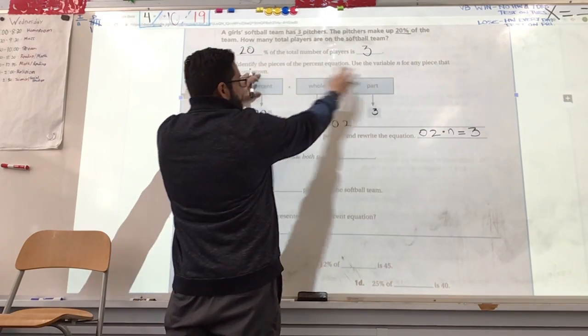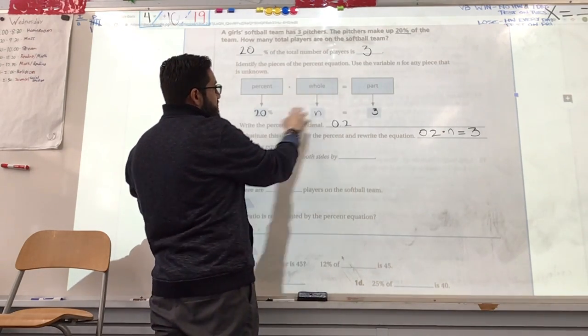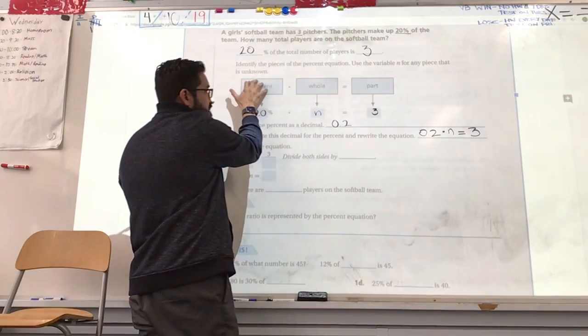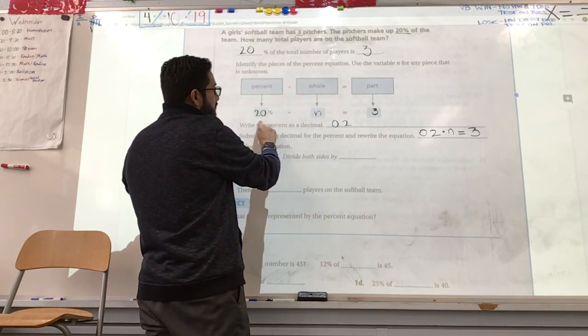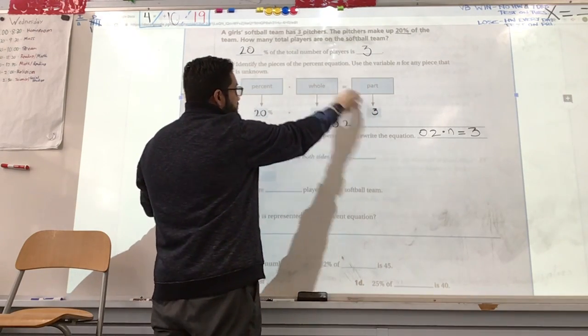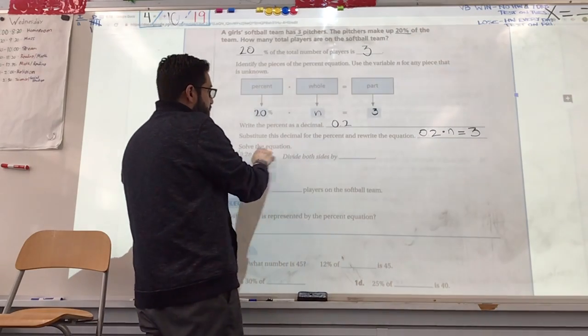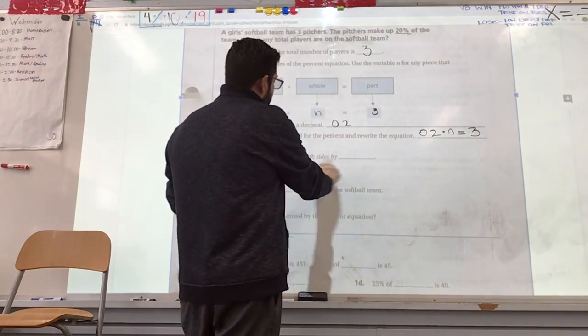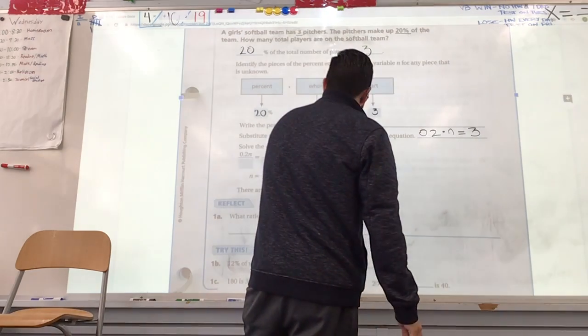If we have this and this, the way to find it is to divide this by this, because it's opposite. We're doing 0.2 times n equals 3, so the opposite of multiplication is division. We're going to divide both sides by 0.2.